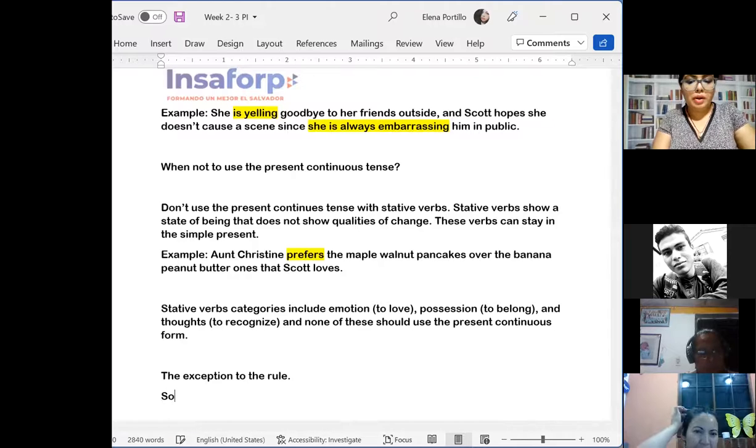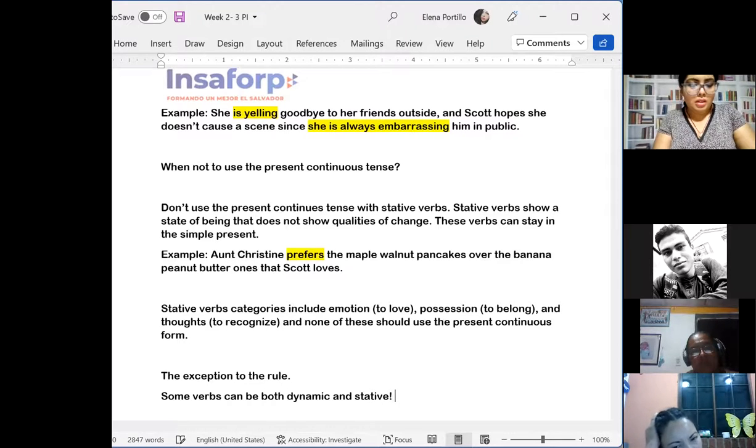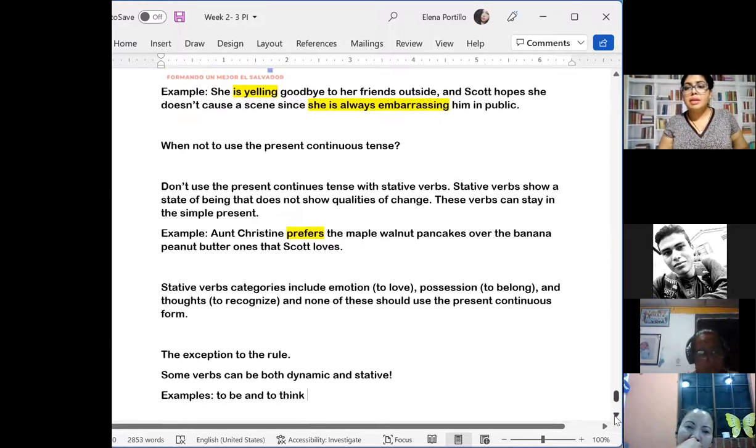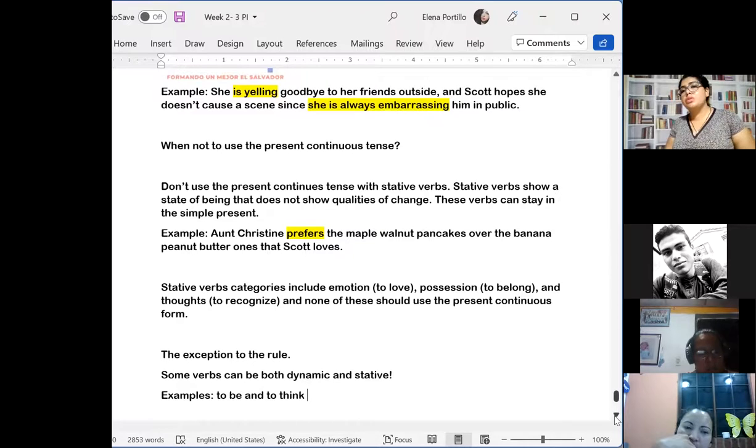And we have here some verbs that can be both dynamic and stative. And we have the examples. We have to be, and we have to think. They are the exception to the rule because they can be stative and they can be dynamic. Because in some cases, the verb to be is showing action. So in that case, it is like a dynamic verb.